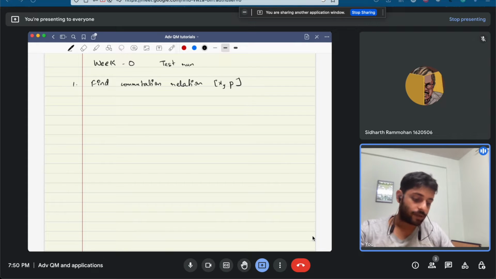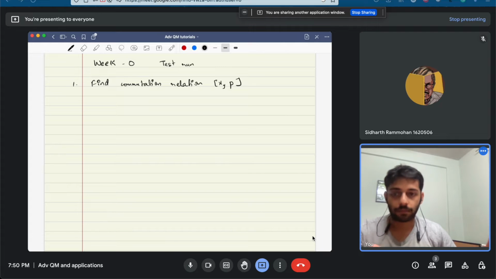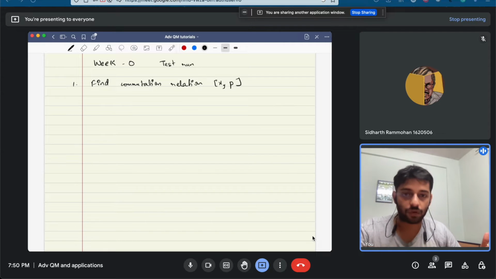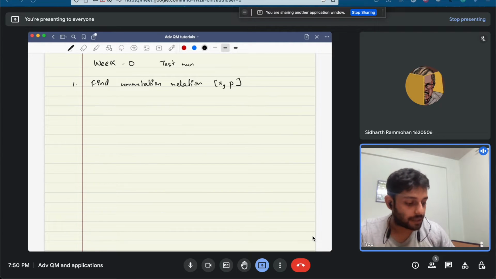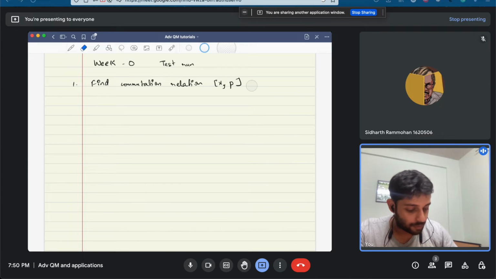So let's begin with solving one of the first questions that was given in the week 0 assignment, that is finding the commutation relation of x and p, where x is a position operator and p is a momentum operator.